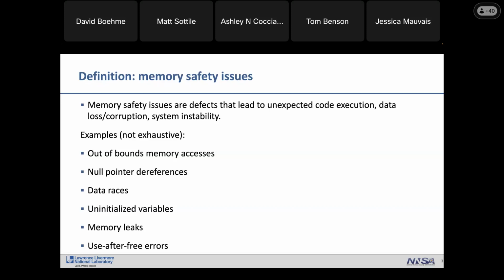The examples of issues that show up in code that fall under this category would be things like out of bounds memory accesses, so accessing a piece of memory that you aren't supposed to, dereferencing null pointers, and data races. So unpredictable orderings of reads and writes are a class of memory safety problem. Using uninitialized variables, leaking memory, use after free errors, and so on. Basically any time that you're using memory in a way that's not considered correct by some definition of correct.